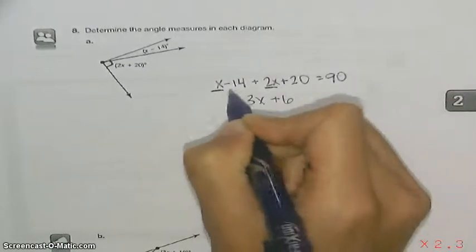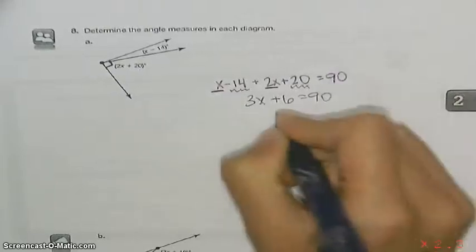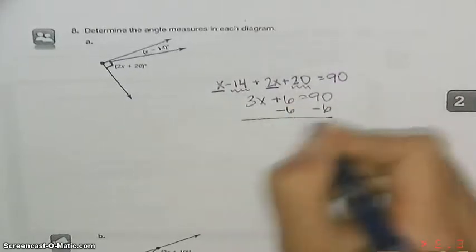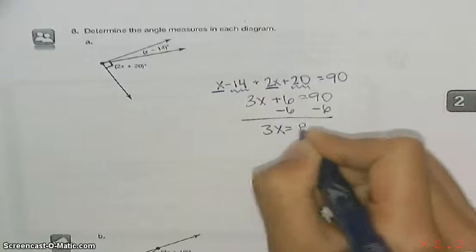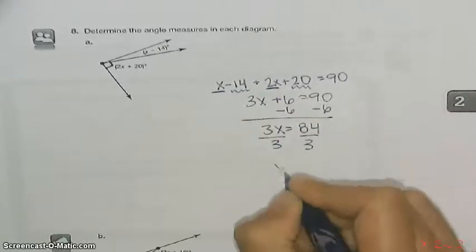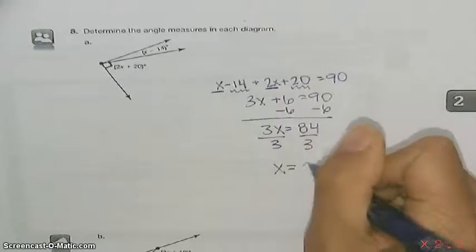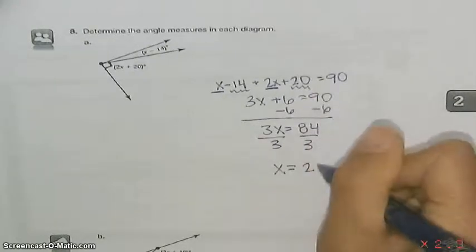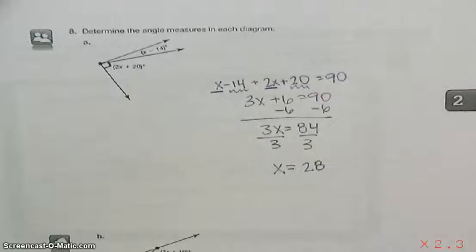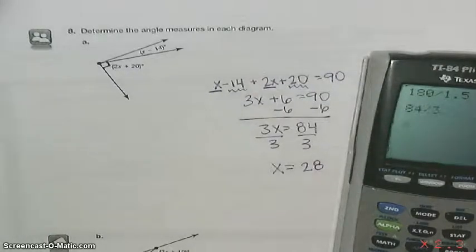Here are my like terms. Here are my like terms. Subtract 6 from both sides. 3x equals 84. Divide both sides by 3. I get x equals, let's see, it goes into 8 two times, with 2 left over. I'm going to say that's 28. I'm going to check just to make sure. 28. So now let's plug that in.